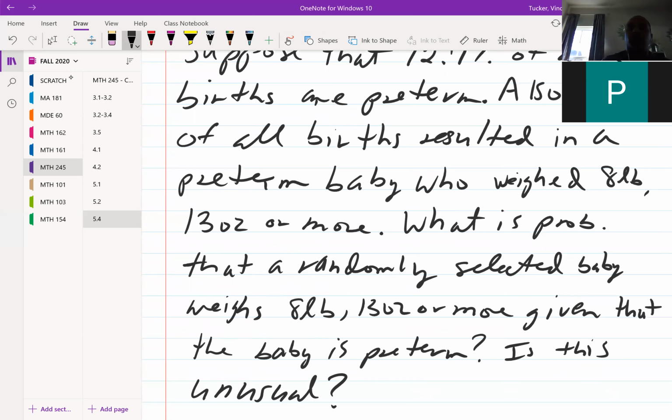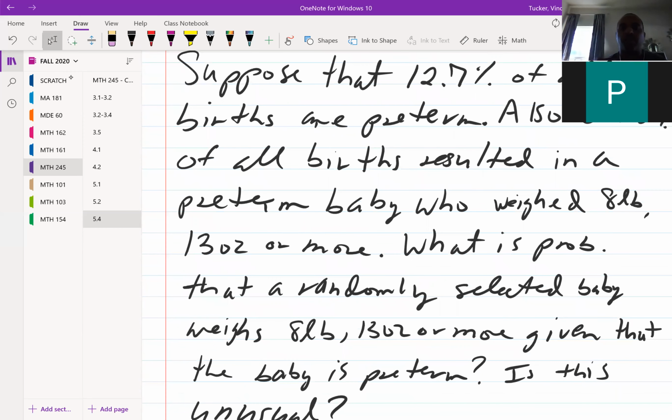All right, so suppose that 12.7% of all births are preterm. Also, 0.22% of all births resulted in a preterm baby who weighed 8 pounds, 13 ounces or more. What is the probability that a randomly selected baby weighs 8 pounds, 13 ounces or more, given that the baby is preterm? Is this unusual?